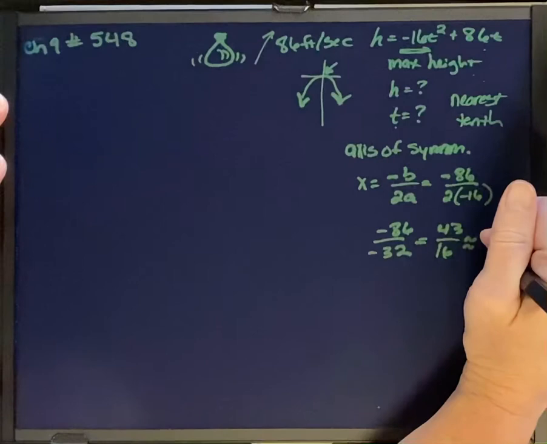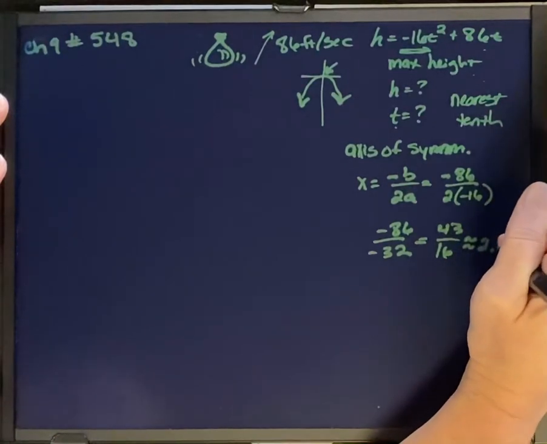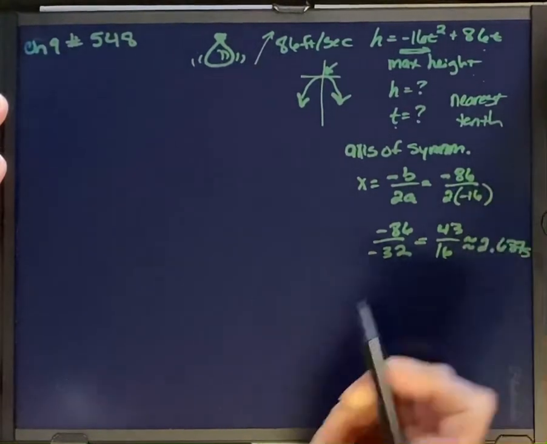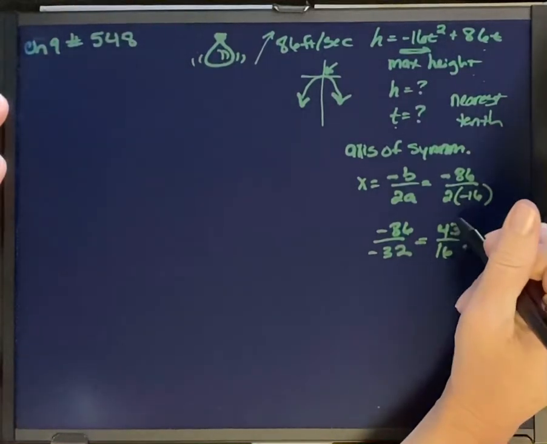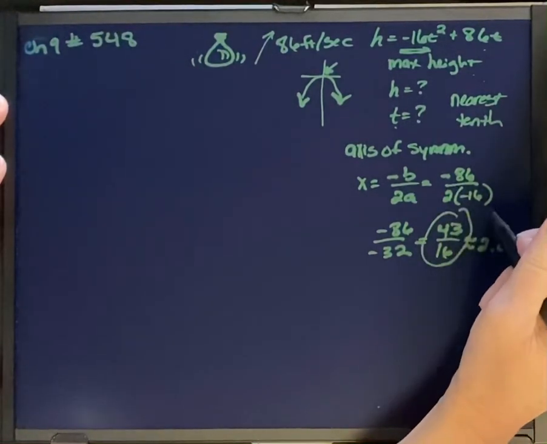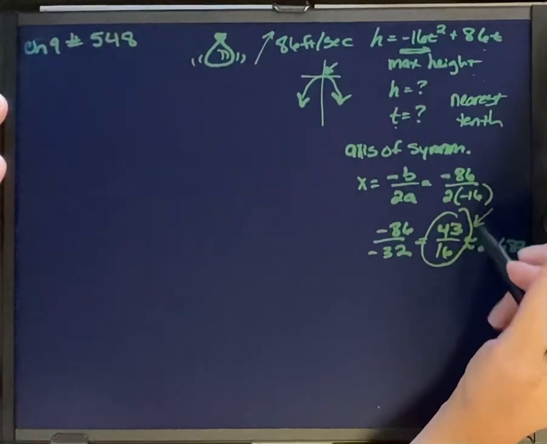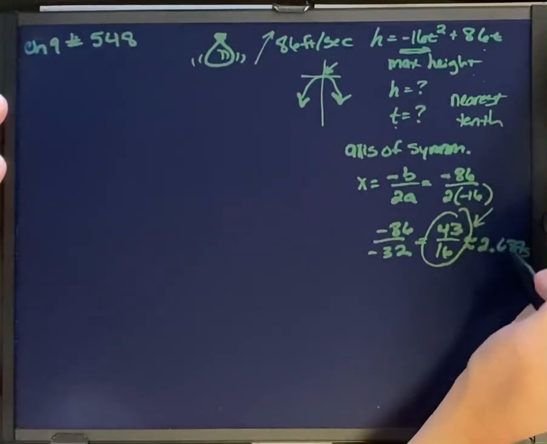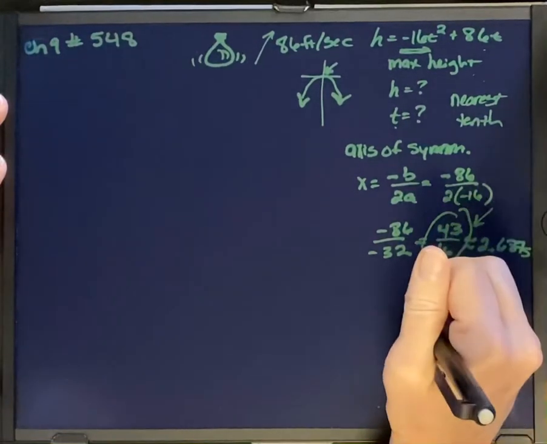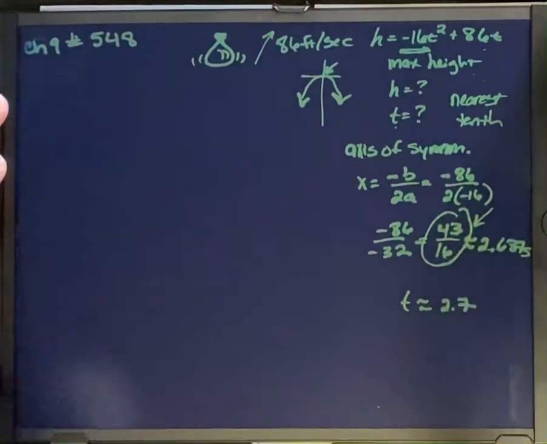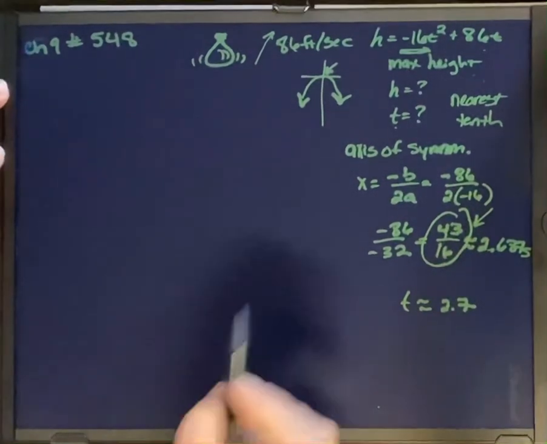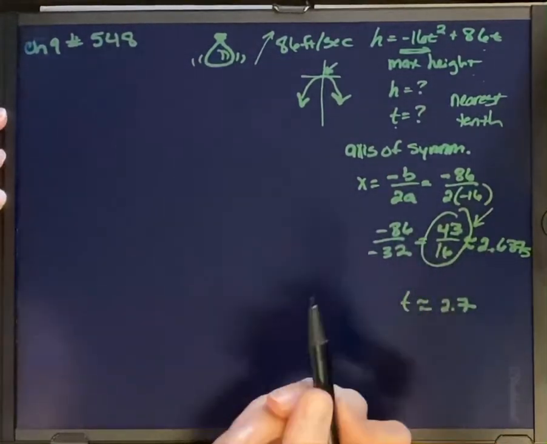So it's approximately 2.6875. But while we're calculating with these, keep it exact. So we'll calculate using this, and then we can approximate if we need to with the rest. So we know that our time is approximately equal to 2.7 seconds. And then we can go ahead and figure out our height from there.